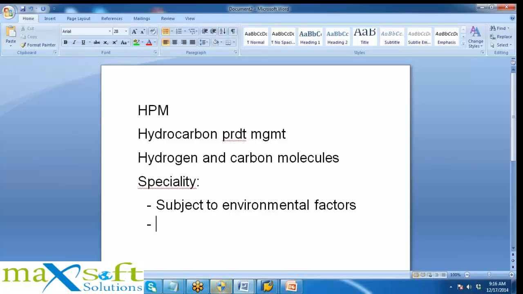Factors like temperature, density, air pressure, vapor pressure. So many factors are there. In fact, in the oil industry, 160 parameters are operating. But not all of them are relevant every time. Some of them are relevant for some products only. But the point is, these products are subject to environmental factors. Most important of them is temperature.